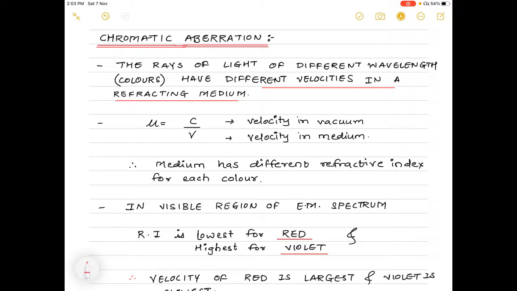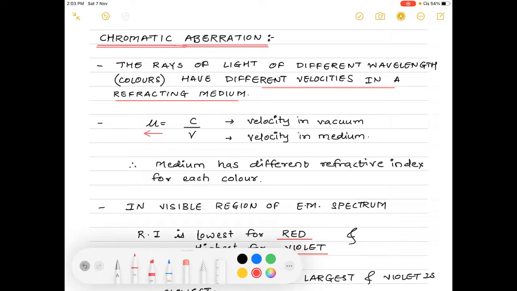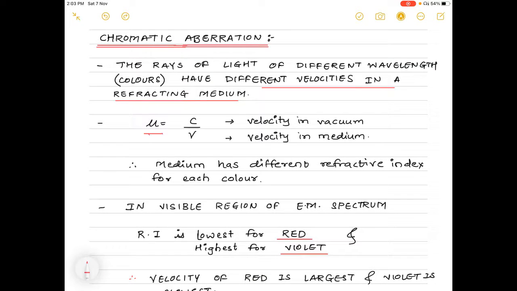So when we are talking about the refractive indices of a particular medium, the objective which is used in a refracting telescope is a lens. That lens is made up of glass. Obviously glass has a certain refractive index, and the refractive index of that medium is given by the formula c by v, where c is the velocity of that electromagnetic radiation in a vacuum, and v is the velocity of that radiation in the medium that we are going to use. Therefore the medium through which light passes has different refractive indices for each color.